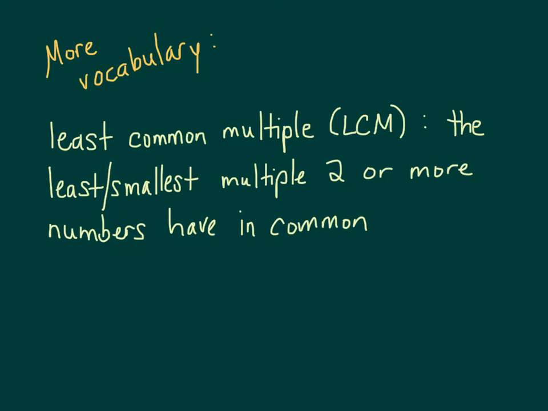Another vocabulary word we're going to be using a lot is least common multiple, which we usually call LCM, and that's the least or the smallest multiple two or more numbers have in common. And again, you'll mostly hear us call it the LCM.